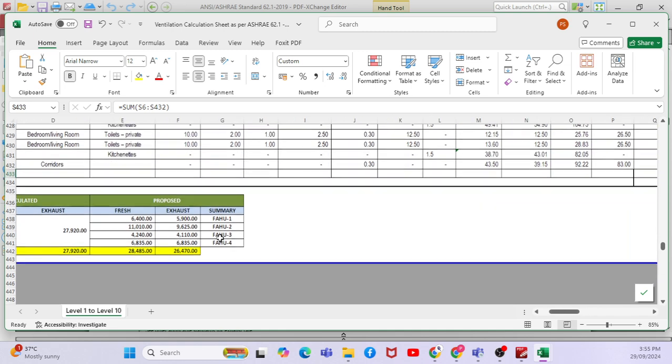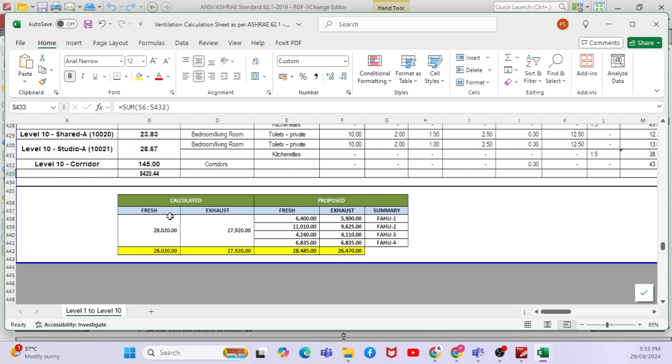Then I will decide how to segregate my FHU. If I calculated, I have this much total fresh air and this much exhaust for the building. Then I have to categorize my FHUs: how I'm going to serve my building.